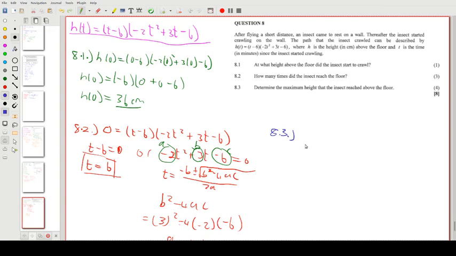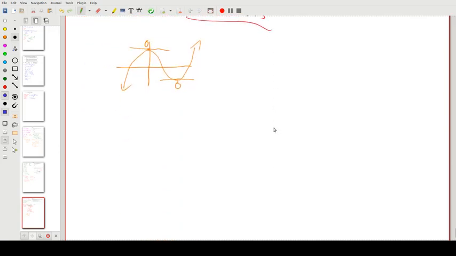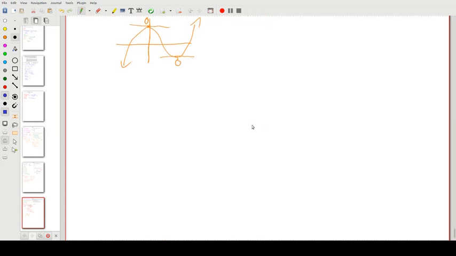Okay, so h of t, actually I'm gonna do this at the bottom as well. Just rewrite h of t. We need a little bit more horizontal space. So h of t equals, we had (t minus 6) times (negative 2t squared plus 3t minus 6).